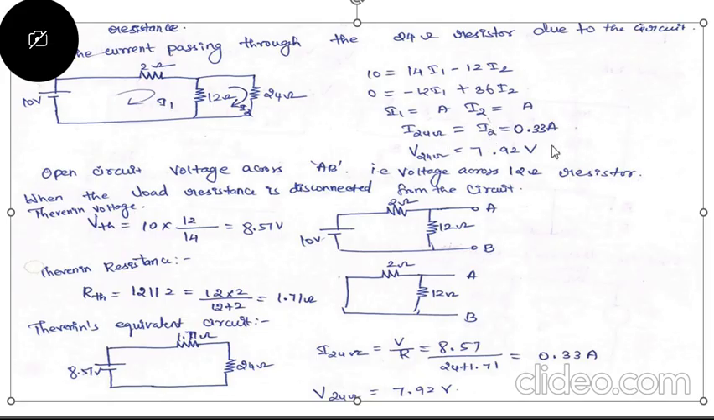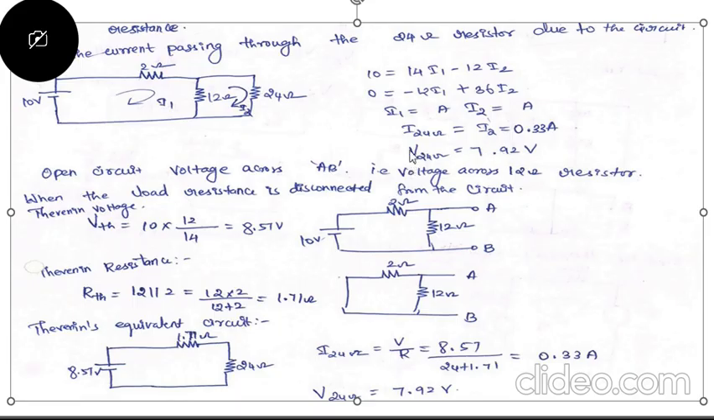Here we got the value of I2 as 0.33 amps. So V across the 24 ohm is 7.92, by applying Ohm's law, V = I × R. The I value is 0.33 and the R value is 24 ohm, so we get the voltage across the 24 ohm resistor as 7.92.